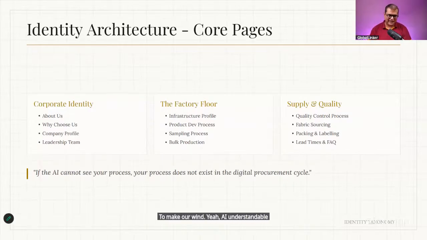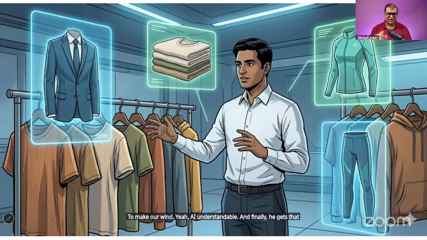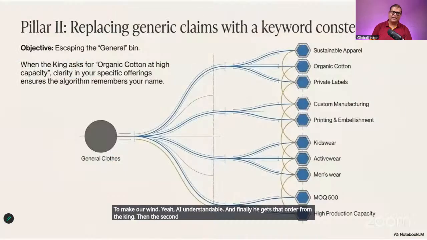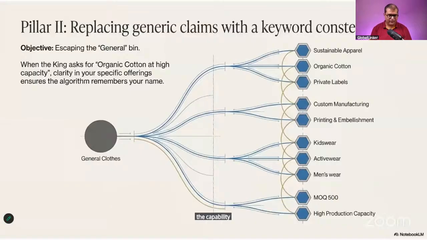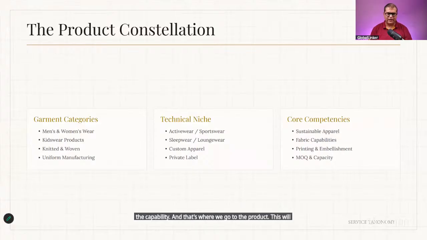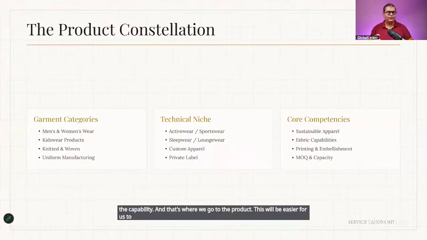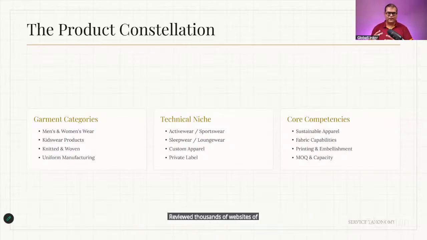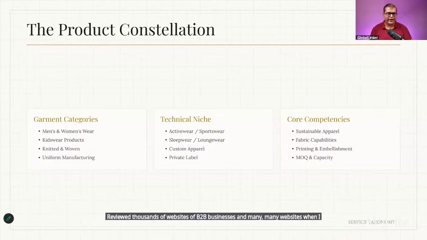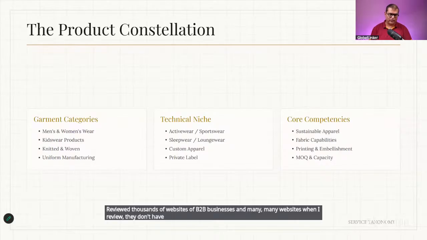And finally, he gets that order from the king. Then the second element is the capability, and that's where we go to the product. This will be easier for us to understand. Again, I have reviewed thousands of websites of B2B businesses, and many of them don't have a product detail page.